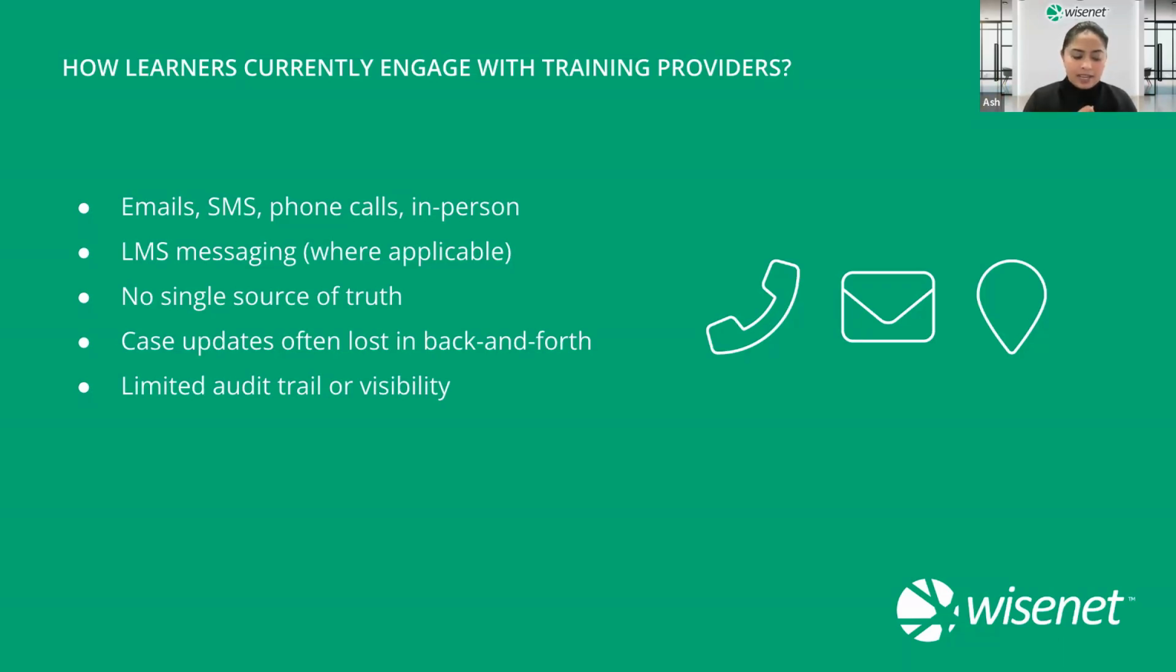For example, let's say a learner applies for a course extension. They might send a message to their trainer, who then emails the training manager. The manager then reviews the evidence and sends a decision back to the trainer, who then has to inform the learner. Multiple handoffs with no centralized tracking can lead to, again, things falling through the cracks, as I mentioned before, making it difficult to complete an audit trail.